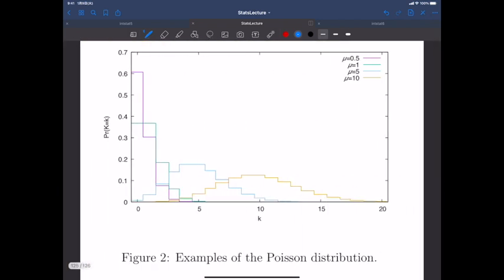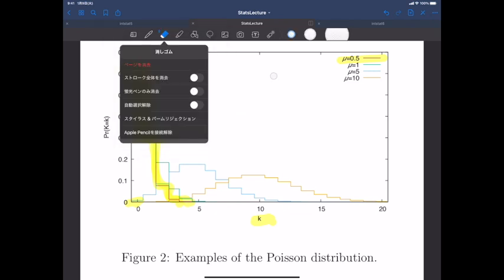So let's see the shape of the Poisson distribution. When the parameter mu is 0.5, we have this purple line. Remember, this parameter is the average value or the expectation value of this random variable. So when mu is small, the average should be small, so this distribution is concentrated towards the lower values of k.